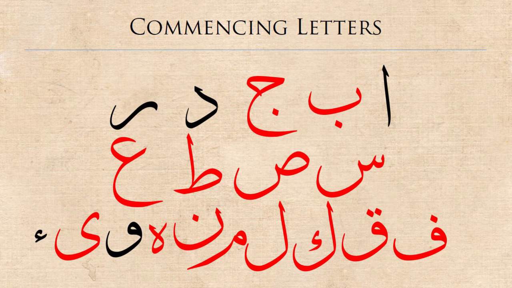In contrast, a commencing letter is essentially a letter that can have a physical connection on its right side and its left side. So essentially, a commencing letter can appear in the beginning of a module, in the middle of a module, or at the end of a module. Most of the letters in the Arabic calligraphy alphabet are, in fact, commencing letters. All of the letters that you see in the color red here are essentially commencing letters.